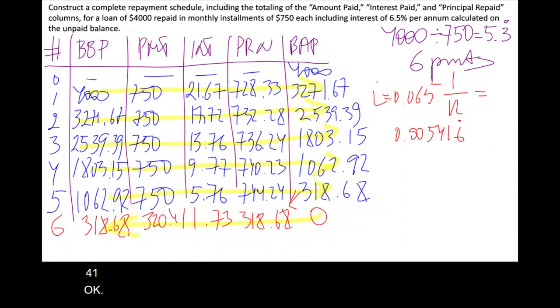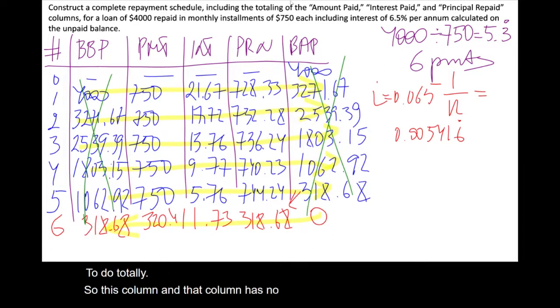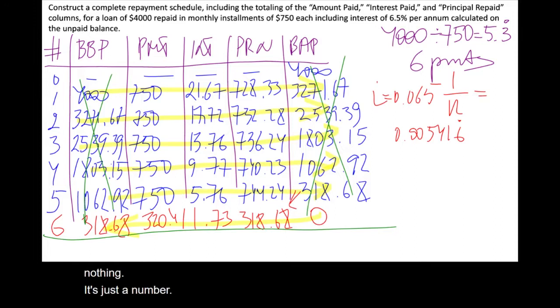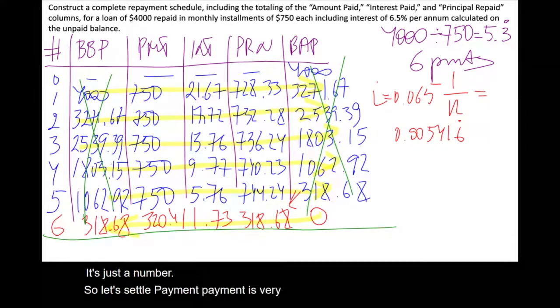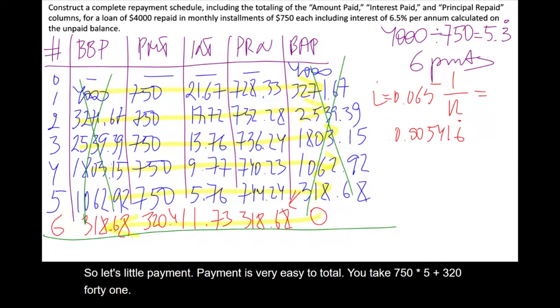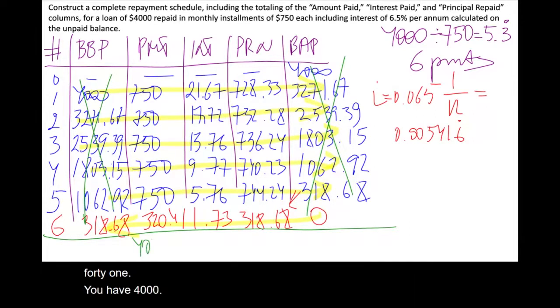And we are ready to do totaling. This column and that column have no sense to total, because the total means nothing. It's just a number. So let's total payment. Payment is very easy to total. You take 750 times 5 plus 320.41, and you have $4,070.41.